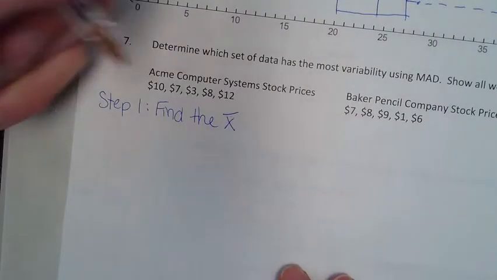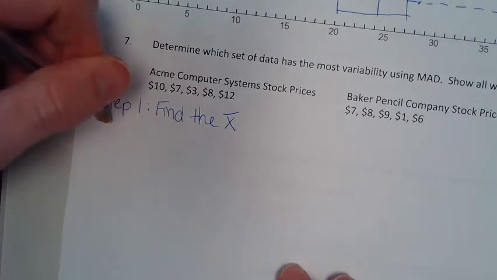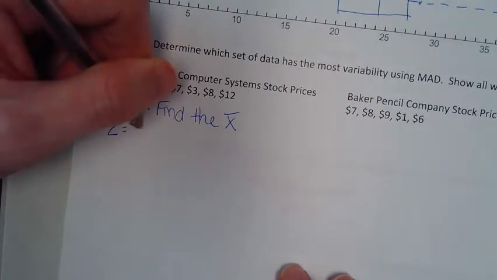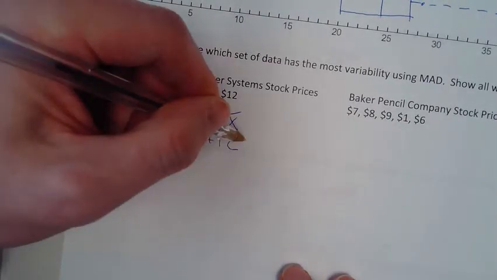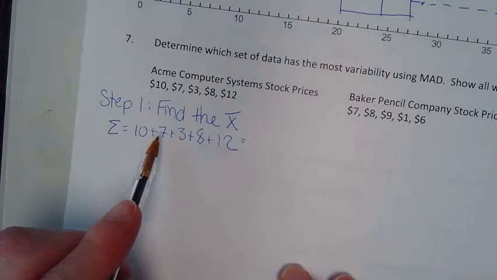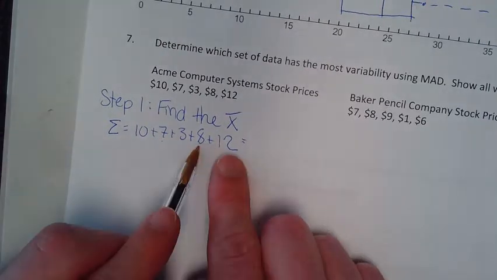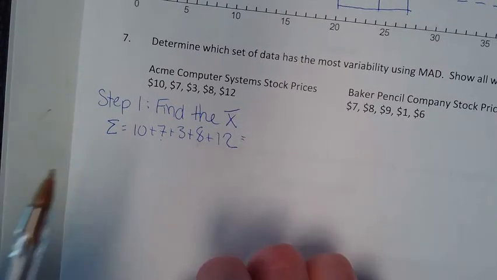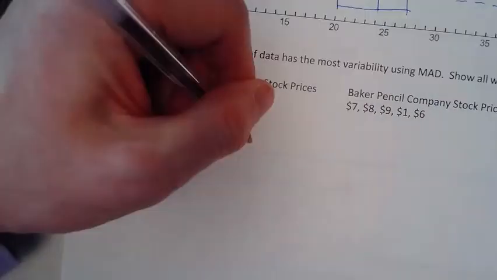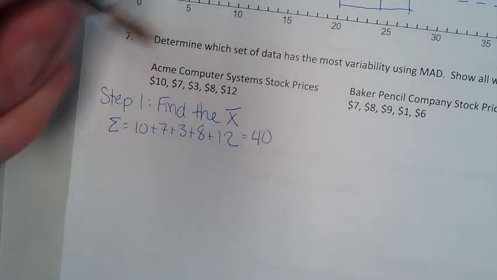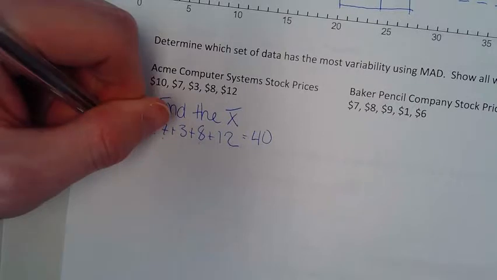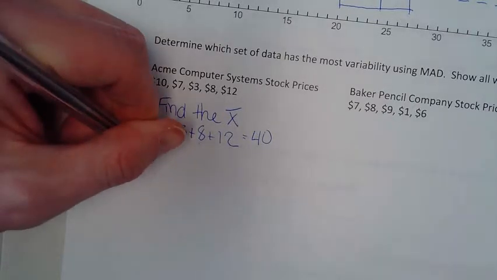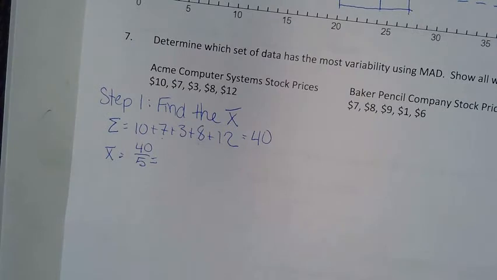So I'm going to sum it up, which is 10 plus 7 plus 3 plus 8 plus 12, which is what? Well, there's 10, there's 20, so it's 40. When I add it all up, yes? Then I'm going to divide by how many there are, so 1, 2, 3, 4, 5. So 40 divided by 5, go ahead and shout it out. 8. Good job.